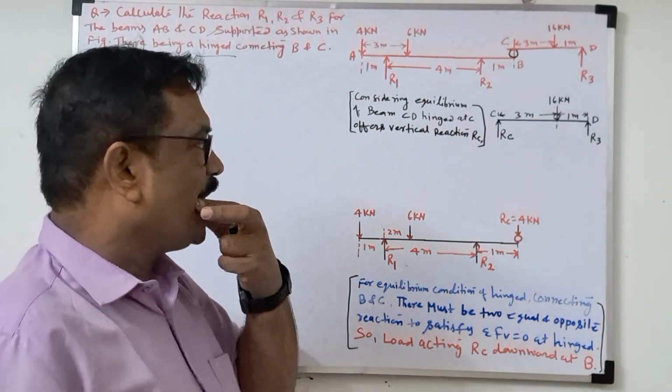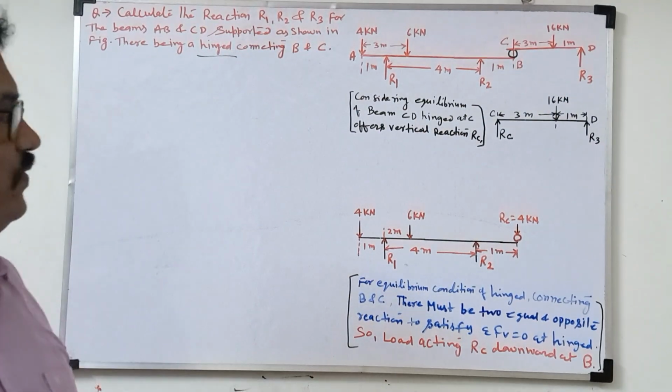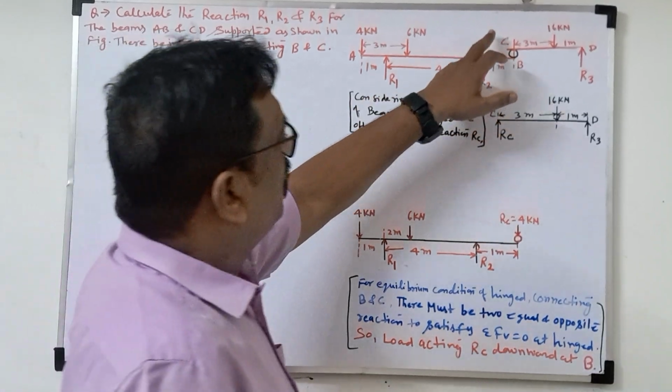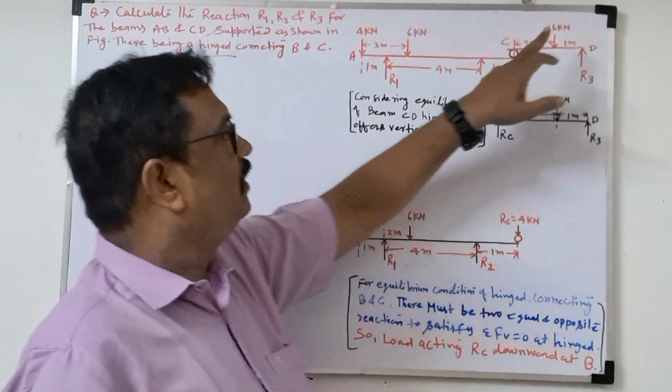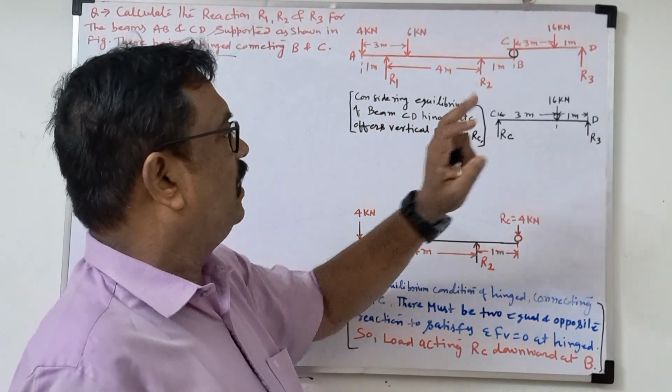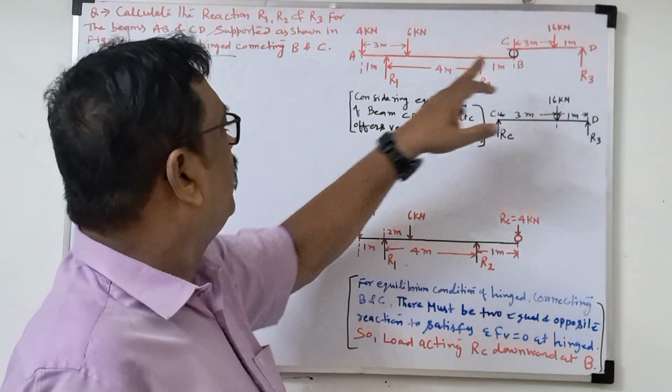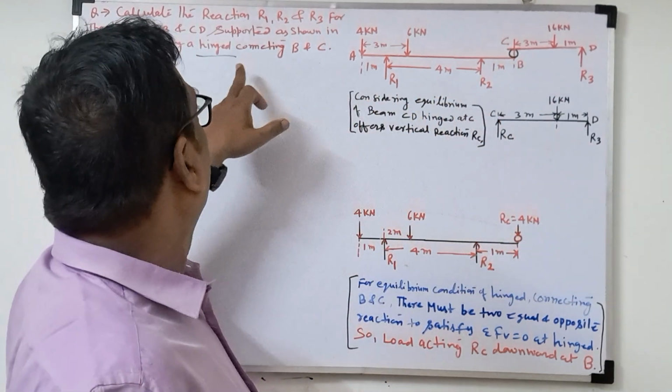So a problem like this we cannot solve directly. We have to solve it in two steps. So what do we have to do in the first step? We have to take the beam CD separately. And they're asking here about the hinge. A hinge will always connect with a vertical reaction.